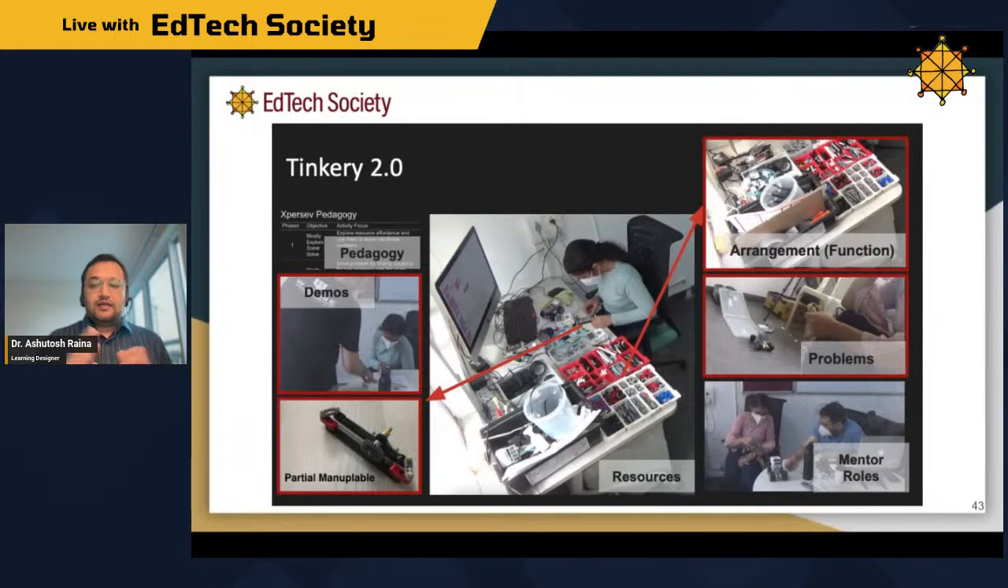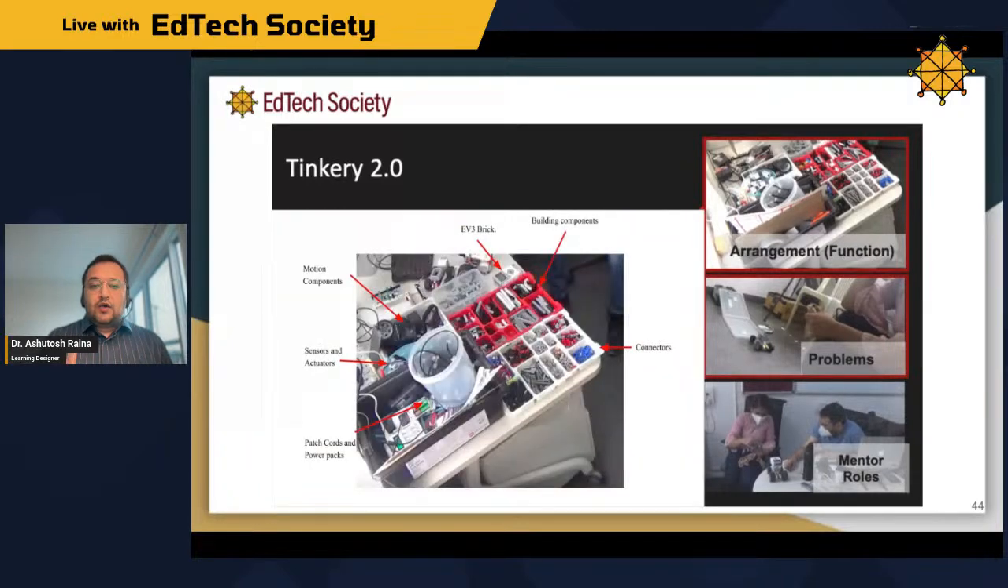This is the learning environment, and the different features that it had were, we had designed a pedagogy which was specifically for this learning environment. We had certain demos of some equipment that we have in the learning environment. Now the arrangement, as I was talking to you, how do you design the physical space? Because all your problems were about creating bots of certain function, all your resources were kept based on their functional approach. For example, there were components you build with, components you connect with, components that allow you to create motion, wheels, gears, something like that. There are sensors and actuators and power cords. All of them have been kept in different regions of the space.